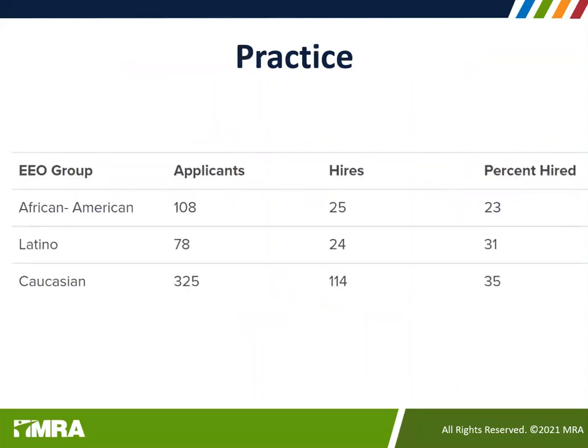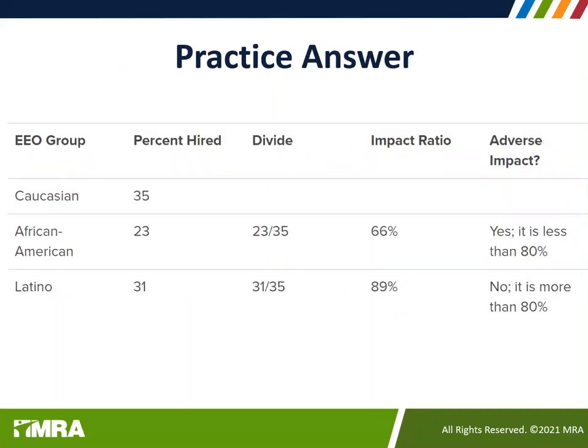Given the following selection data, calculate the adverse impact ratios and determine if adverse impact exists for African American and/or Latino applicants. Pause the video while you work on your calculations. Possible adverse impact has been determined for African American applicants since their impact ratio is 66%. Possible adverse impact was not found for Latino applicants since the impact ratio was 89%. Great job.